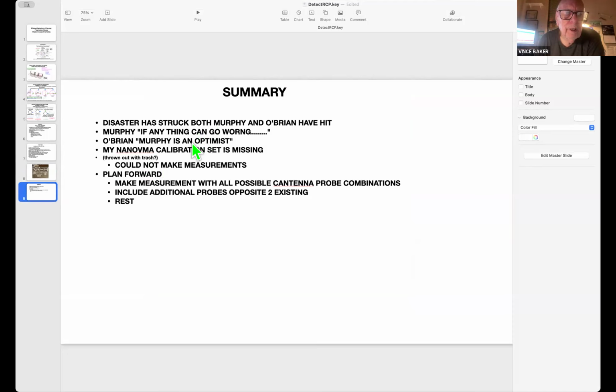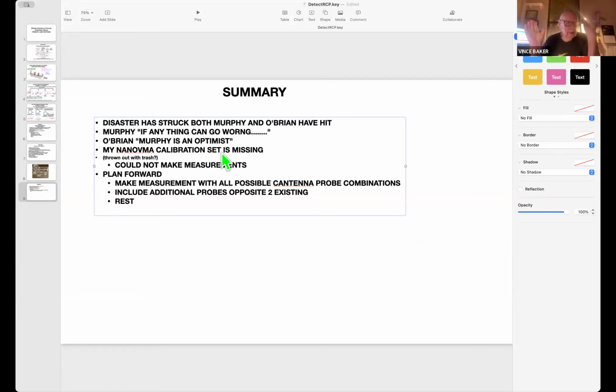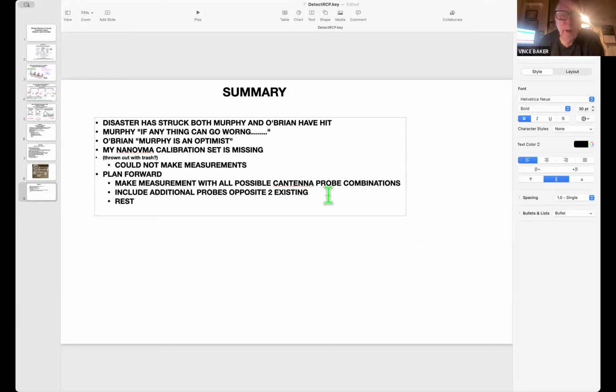Mr. Murphy's there. Mr. O'Brien says Murphy's an optimist. Somehow my nano calibration set is missing. I think what happened, it got knocked into the trash when I cleaned up the office a little bit. I didn't notice it. It's now in the landfill. So like I mentioned, I'm going to make measurements with all the different probe combinations. And then when I get all this done, I'm going to rest. And I apologize for not having results tonight, but as I say, Murphy's been there all the way with me.